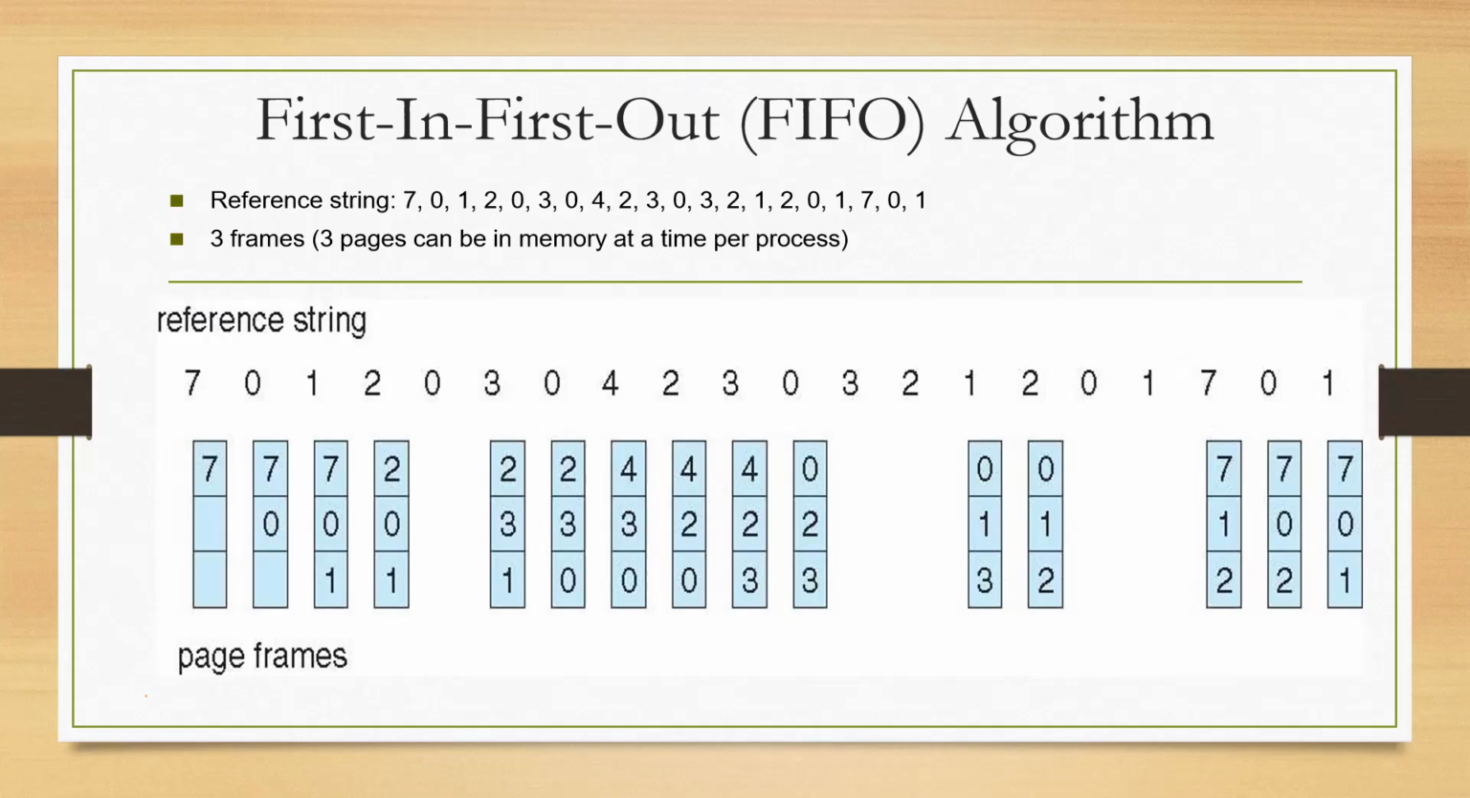So how many page faults in total? 15 page faults occurred. And how many page hits occurred? 1, 2, 3, 4, 5. So 5 hits occurred. The total number of strings is 20. So what is the hit ratio? 5 divided by 20. That is the way to find the hit ratio. So 5 divided by 20, what is the percentage?